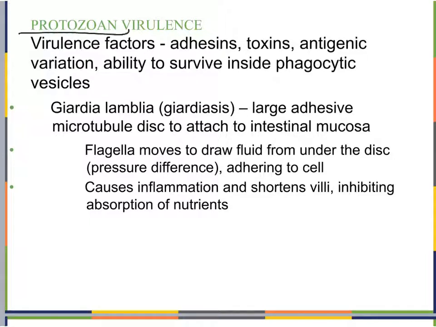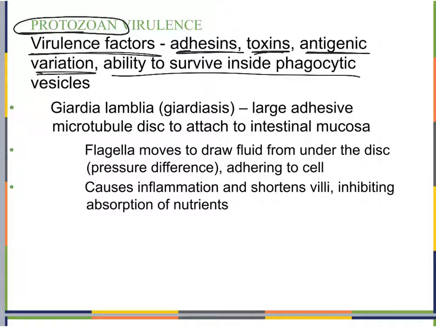If we're talking about protozoa now, so we're moving from fungi to protozoa, we can talk about virulence factors for them as well. Again, some of the things that we've already seen. So adhesins, for example, toxins, for example, we see antigenic variation. We see the ability to survive inside of phagocytic vesicles. So we kind of saw that earlier as well when we saw bacteria that can get into the phagosome and then they can reproduce inside of the phagosome. And we see that same thing happening with protozoa as well. So a lot of these are similar.